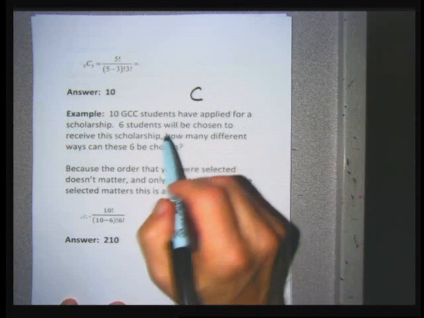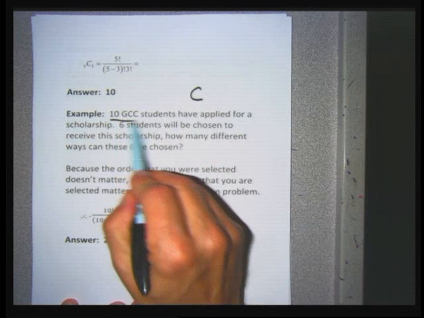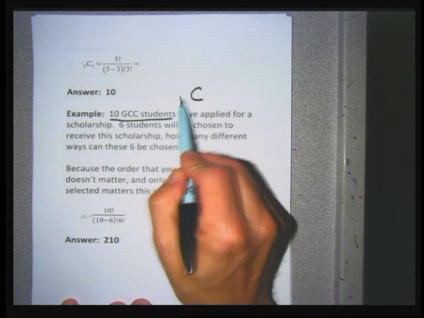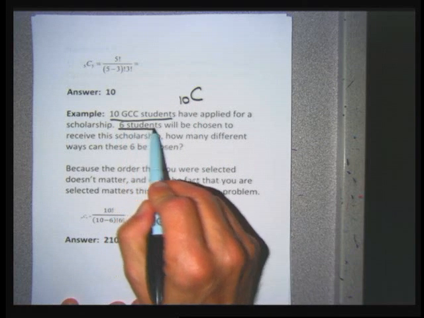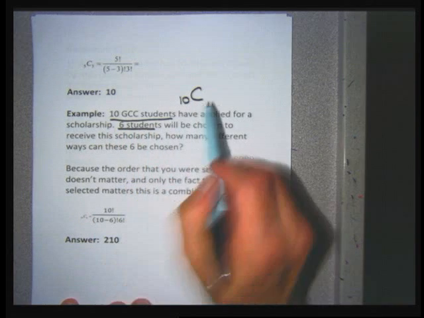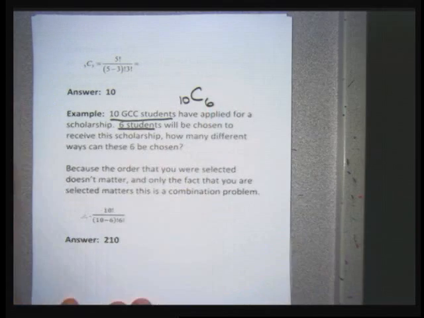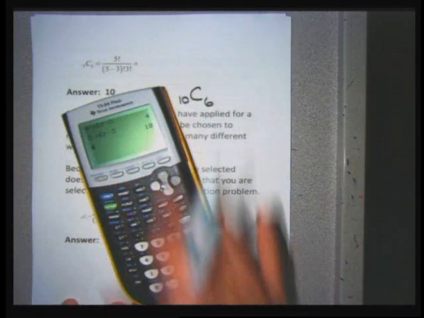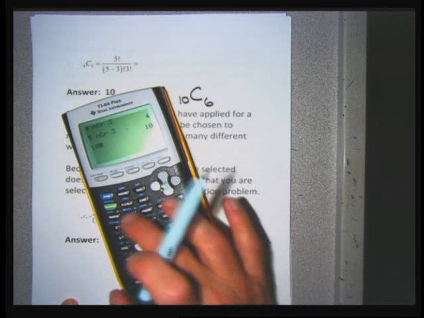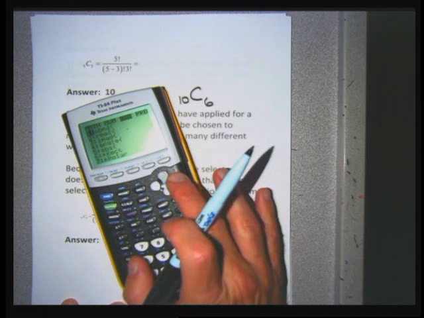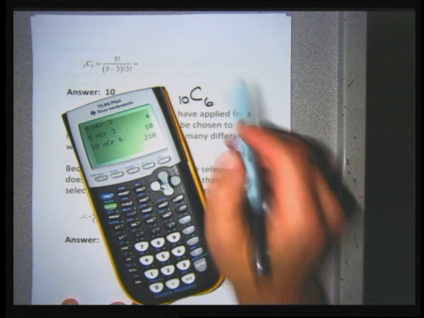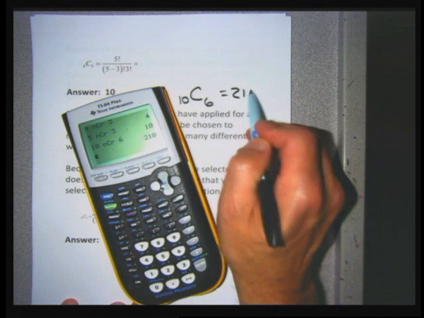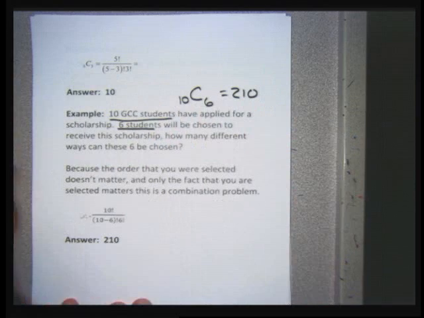To the left of the C is the size of the group that I'm picking from. I'm picking from 10 students that applied for the scholarship. To the right of the C is the number of the group that get selected. In this case, 6 are being selected. So it's 10 choose 6, so I'll type in 10, hit my math button, go over to PRB and down to nCr, and then do 6. That's going to give me 210 different groups of 6 people that can be selected from the 10.